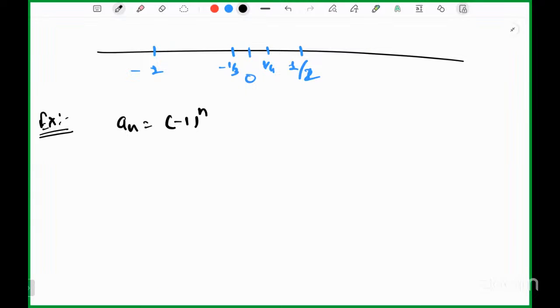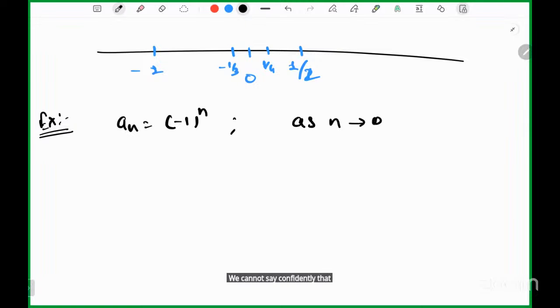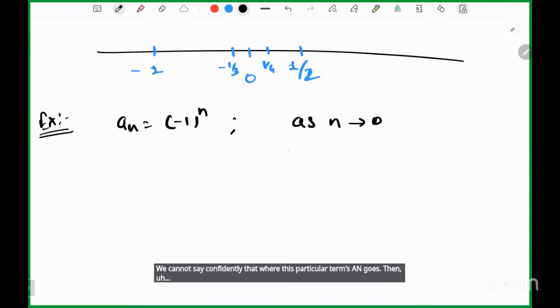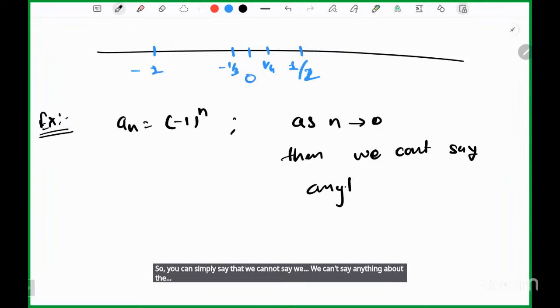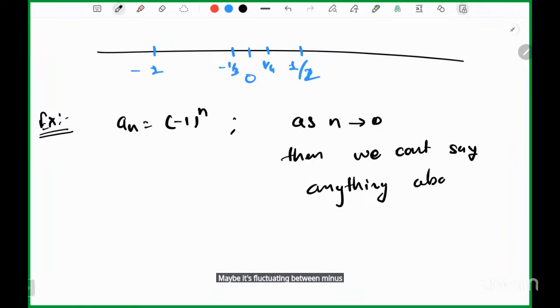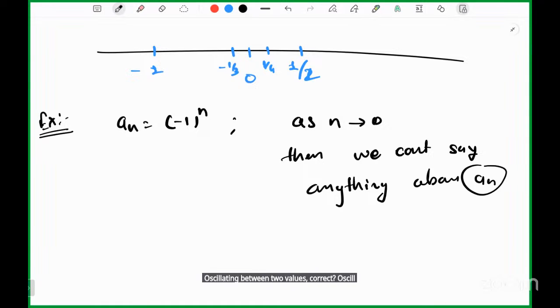Ma'am, it's fluctuating between minus 1 and 1. Fluctuates, correct. So here we cannot say confidently where this particular term a_n goes as n goes to infinity. We can't say anything about a_n. The value of the sequence is oscillating between two values, minus 1 and plus 1.